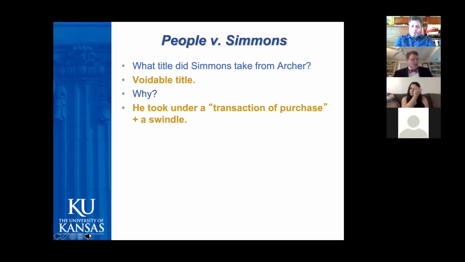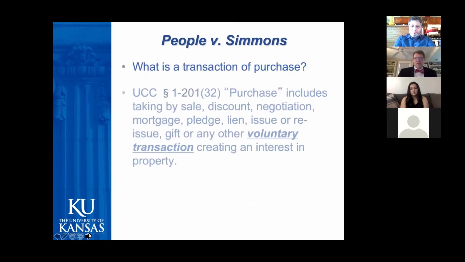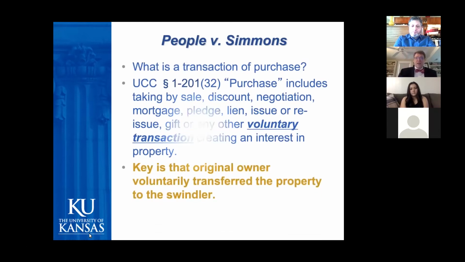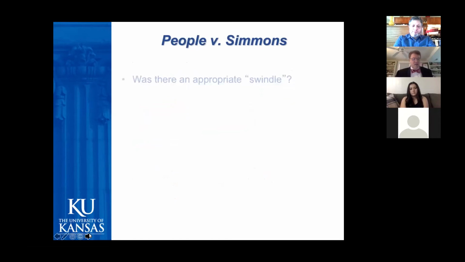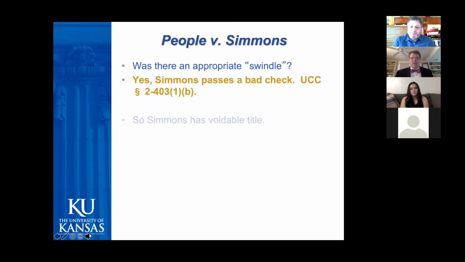So the question would be, are we absolutely sure that we have voidable title? And again, if we were in class, we would crank through this statutory phrase, figure out, is this a transaction of purchase? And we would look at the definition. We find that, yes, any voluntary transaction is a transaction of purchase. And that gets us to that first half of the statutory definition. And then similarly, we would look at the second half. Do we have the appropriate type of swindle here? And we do. So Simmons has voidable title.